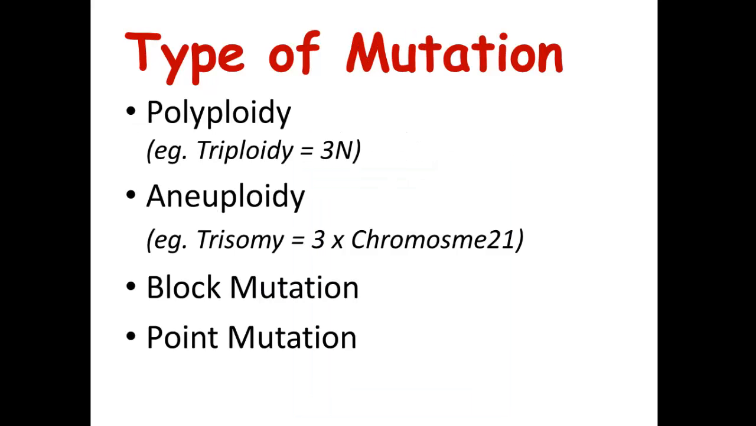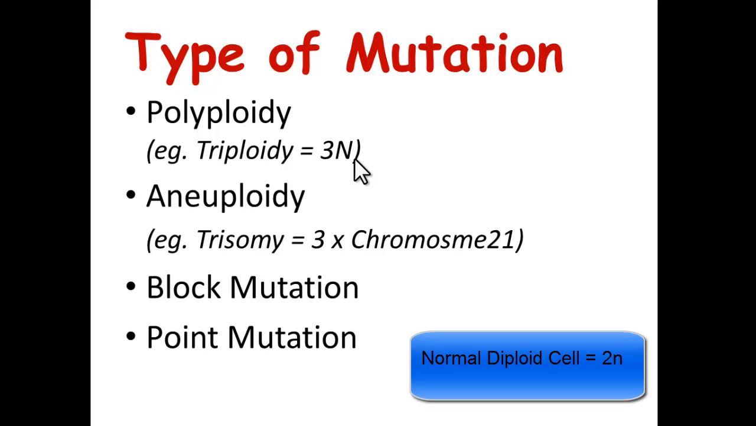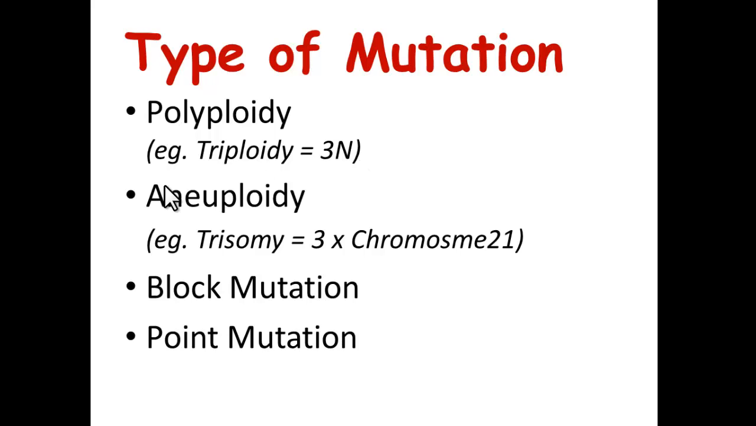So let's now have a look at types of mutations, and there's a couple here. Polyploidy, which we might be familiar with, our example being triploidy, which is 3N. So polyploidy is when we have multiple sets of the chromosomes, so 3 or 4. Some plants can survive in those conditions, but usually in animals it means the organism's pretty dysfunctional. Next we have aneuploidy, which is a multiple set of one particular chromosome. An example being Down syndrome, or having 3 copies of the number 21 chromosome.